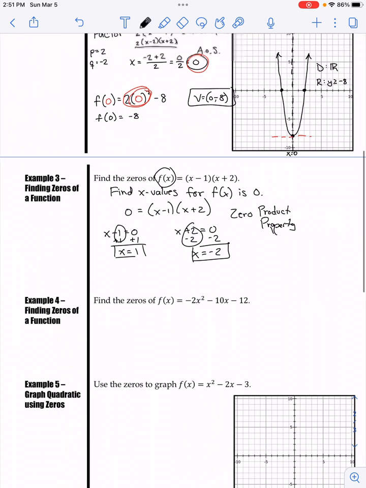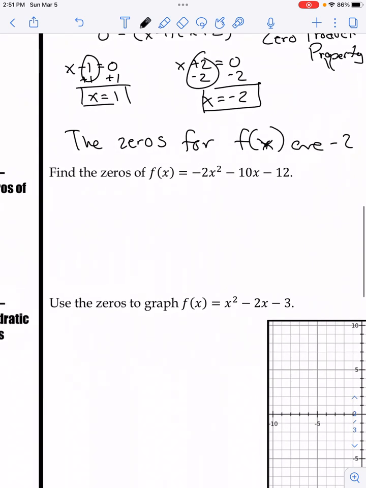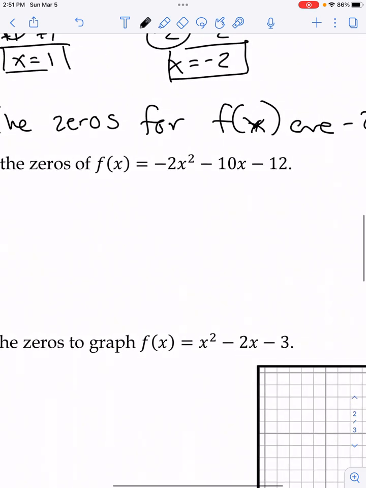Okay, so it doesn't ask us to find the vertex or anything like that. It's just finding the zeros. So what solutions, what values make the equation true? So we're going to say that these zeros for f of x are -2 and +1. Typically we just go in order from least to greatest. All right, and then we have 2 more examples. Example 4. Find the zeros of this. Now this is something you're going to have to factor.